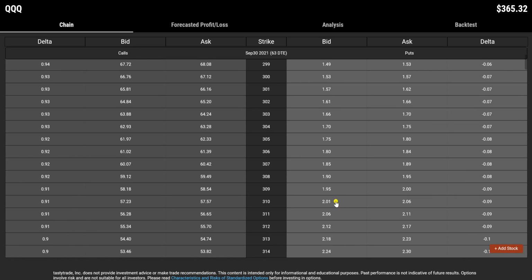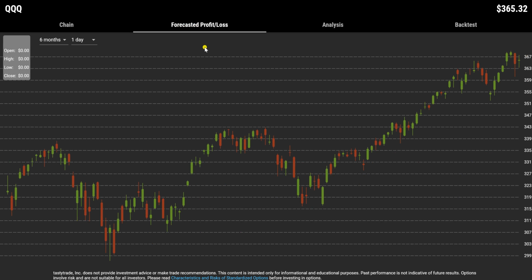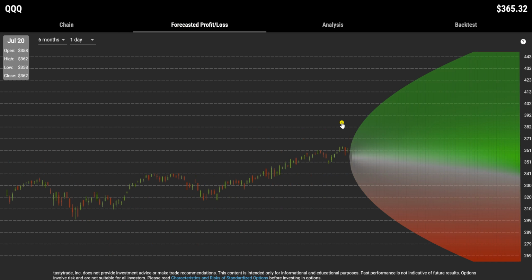So I'm just going to start out by selling a 30 delta put. On here it's the 350 strike in September. So I'm just going to click the bid. So -1, I'm selling 1. Now I'm going to go to the forecasted profit and loss. And this should update. And this is where the Qs have been over the last 6 months.